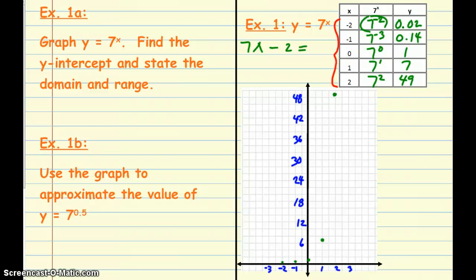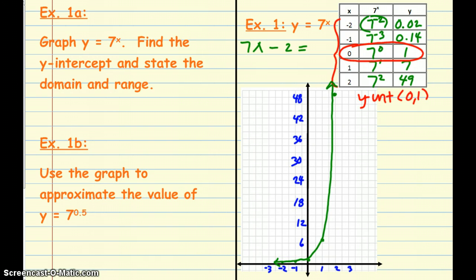So from here we can connect our points. Again, we're going to make this Nike swoosh-esque type curve. If we were to continue that graph, it would keep getting closer and closer and closer to the x-axis, but it would never touch it. The nice thing about creating a table using the number 0 is that you have found your y-intercept. So in this case, the y-intercept is 0, 1.